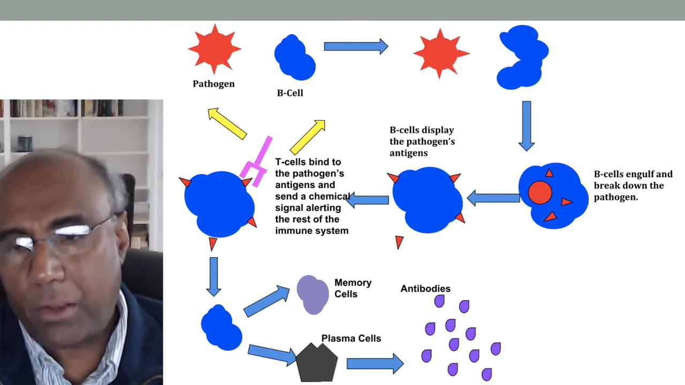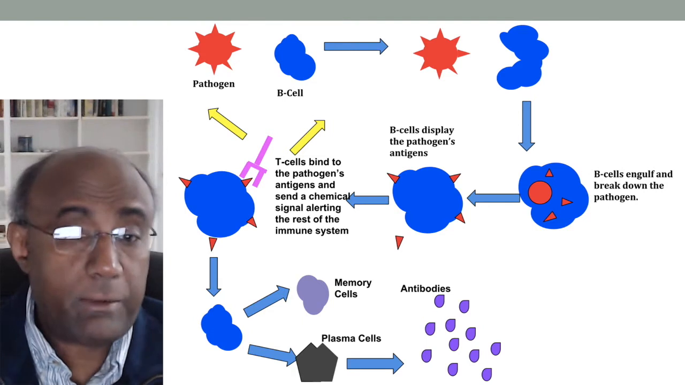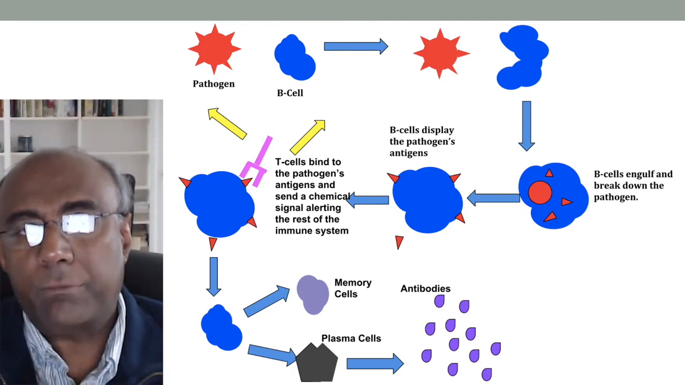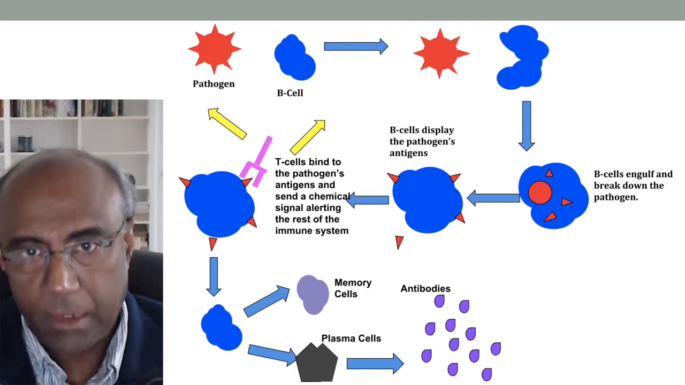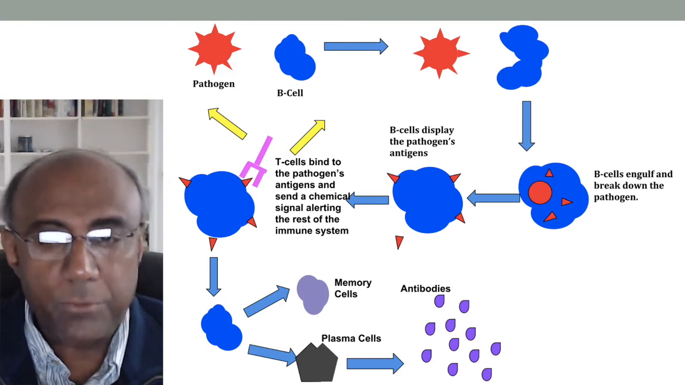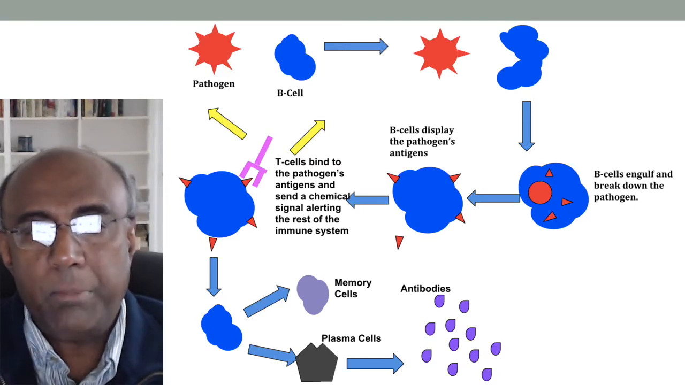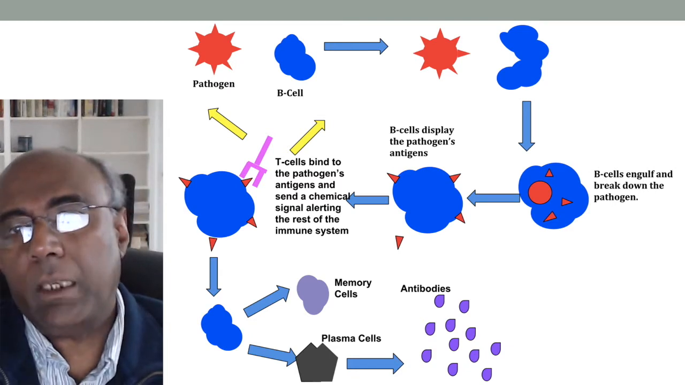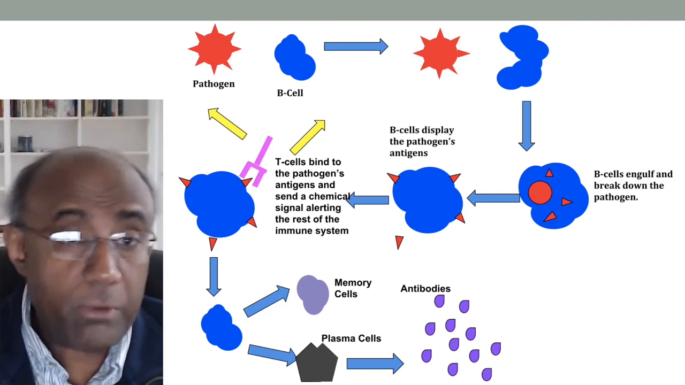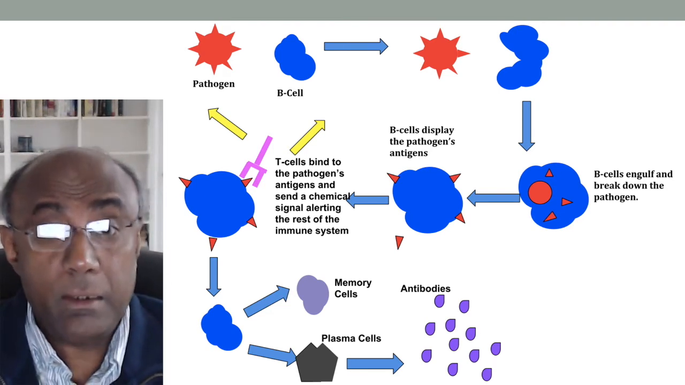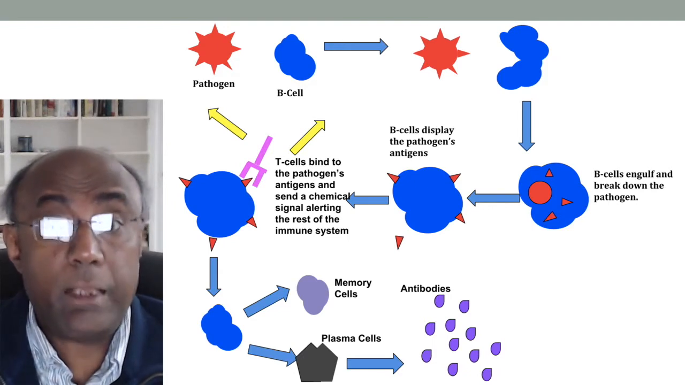There are other processes, as you can see below. This goes into memory cells that retain the memory of this antigen and the response to it, and then plasma cells that produce the antibodies. But the basic response is this, and this is what we are still relying on to fight viruses. We don't have drugs for viruses yet. And this is our antibody. The immune system is what does that job.